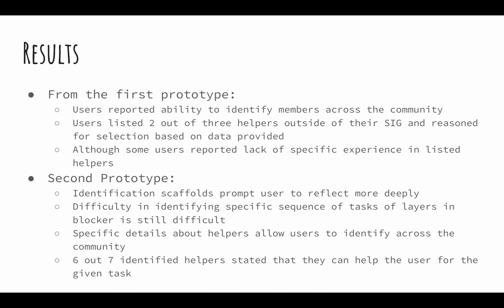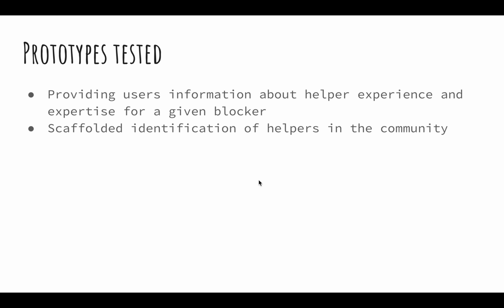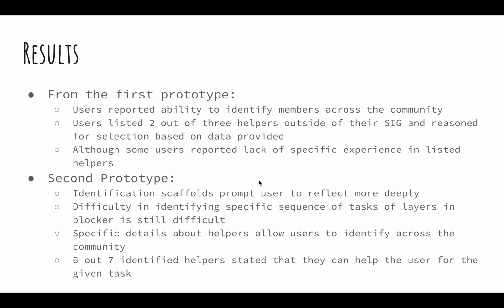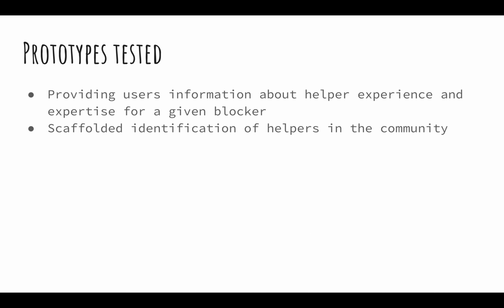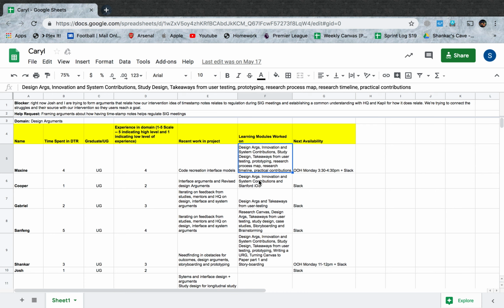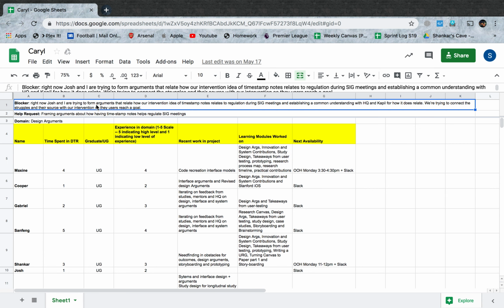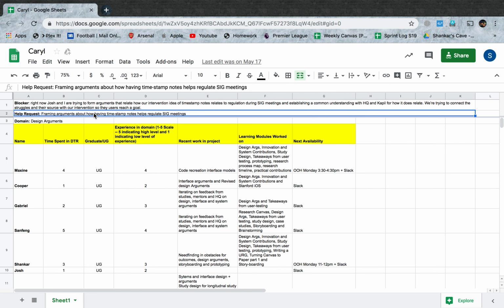All right, and back to the second prototype we tested. Based on the results from this prototype, we worked on identifying a better way to scaffold help identification, and at the same time, working on a part before that: identifying a help request. Because I've seen here, a user stated their blocker, and I helped them identify a help request. They didn't identify it themselves, and it required some scaffolding.